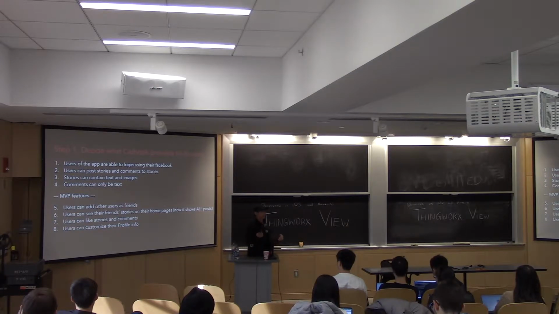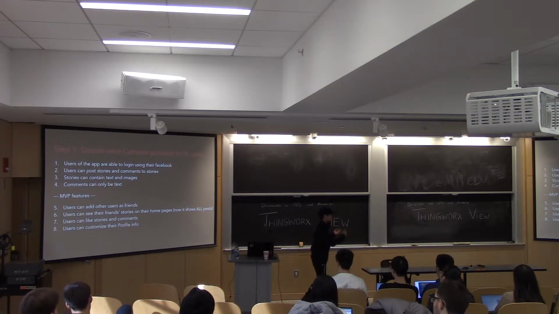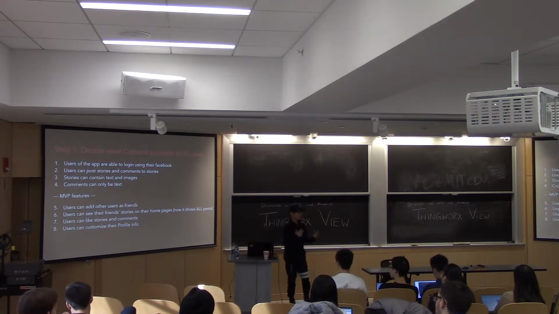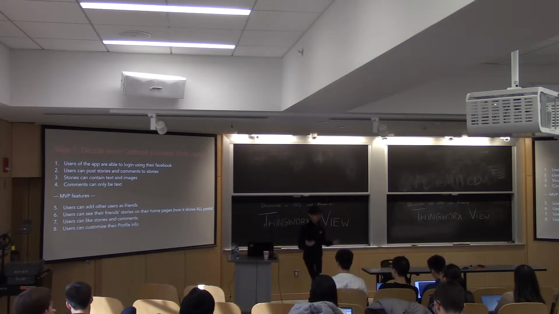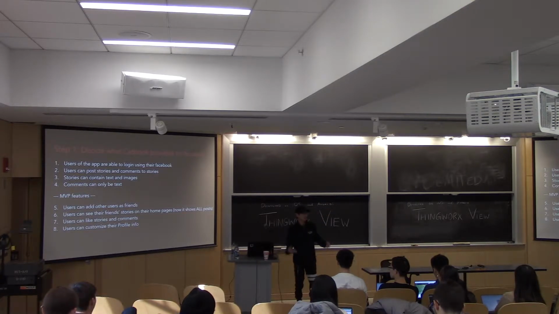So then we were like, okay, what does this Catbook have to do? Users of the app should be able to log in, and a very straightforward way of authenticating is Facebook, so let's use that. Users should be able to post stories and comments, and stories should contain text and/or images, and comments can only be text. These are kind of arbitrary things we decided on, and we said, okay, this is what we're gonna do, let's stick to it.